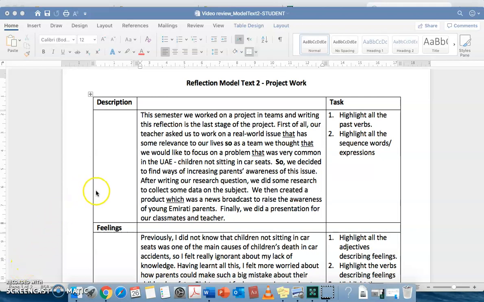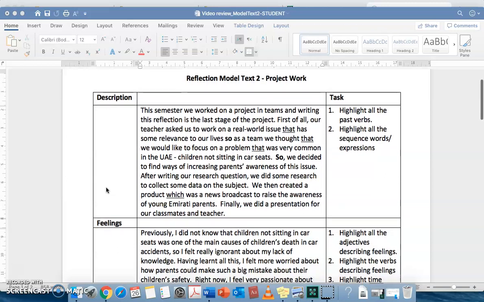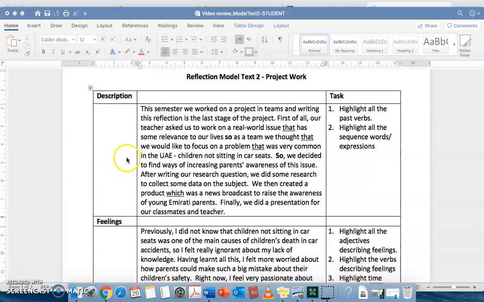This is the reflection model text 2. The first activity you were asked to do was to order the stages. Now we're going to have a look at the past simple verbs and highlight the sequence words and expressions.